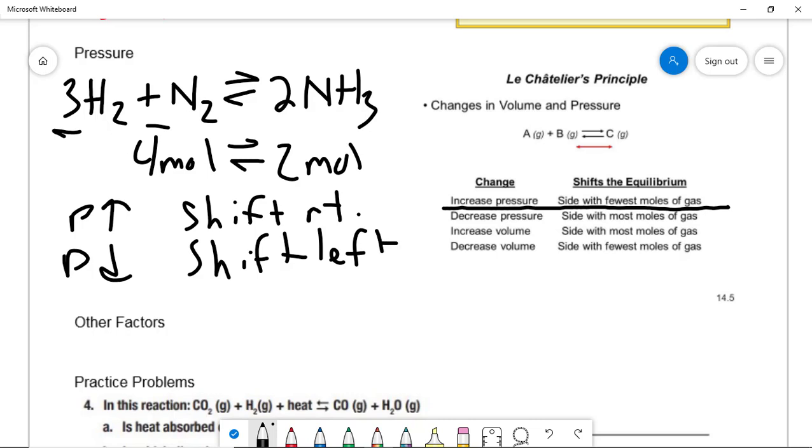Something else to consider is volume, right? Because volume and pressure are related to one another, right? Remember that as the volume increases, the pressure decreases, right? So we can also argue that if volume increases, we shift towards more moles. If volume decreases, right, pressure goes up. So that would cause a shift to the right. So you just need to think about these things in terms of pressure, volume, how those two things are related, and then also that will help you determine the equilibrium shift.